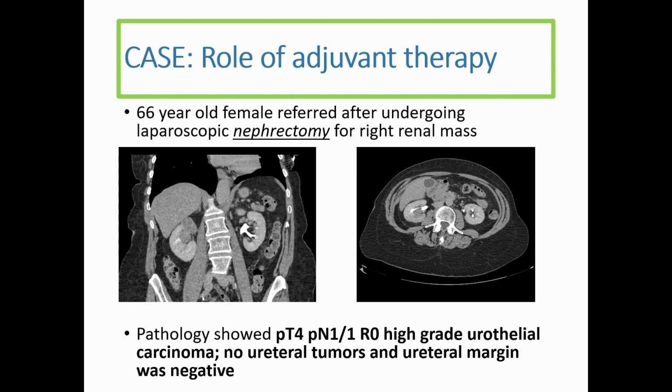So to move on, in this case, it's a 66-year-old patient who underwent laparoscopic nephrectomy elsewhere for what was suspected to be a renal cell carcinoma. These show the pre-surgical images. If you don't think that it's a very central tumor, you might think that it's an RCC that's just invading into the sinus. But pathology showed actually a T4N1 high-grade urothelial cancer. There were no ureteral tumors in the specimen, and the ureteral margin itself was negative, but of course it was a nephrectomy with a residual ureteral stump.